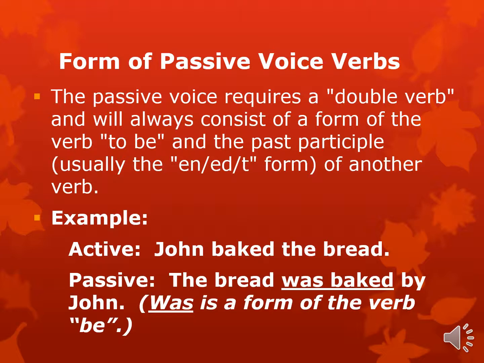Be careful here. Was takes the tense of the verb in the active voice, which is baked, which is the past simple. If we say, for example, John bakes the bread, we don't have to use was, but instead we will use is baked by John.